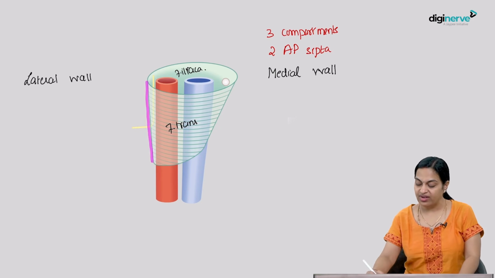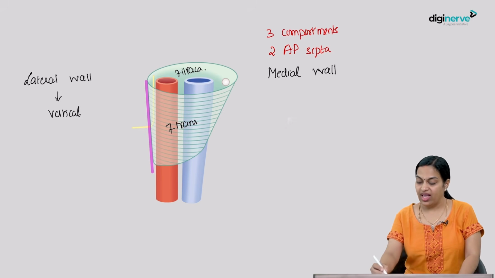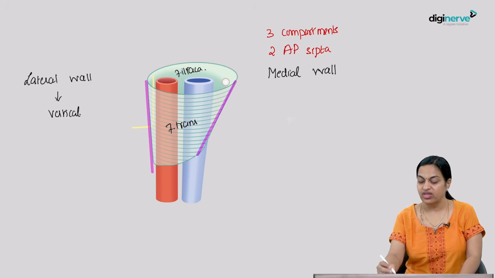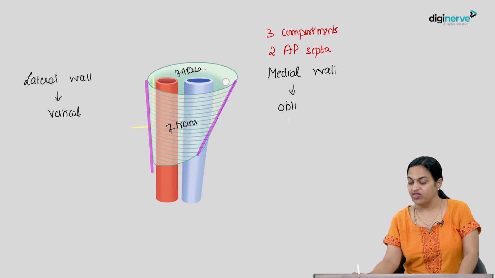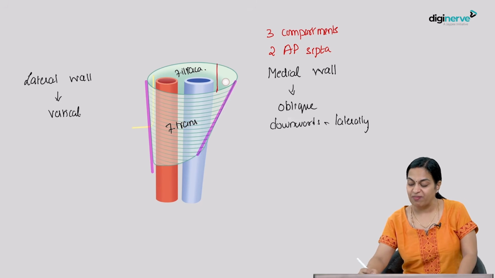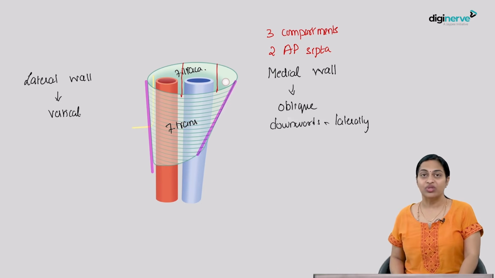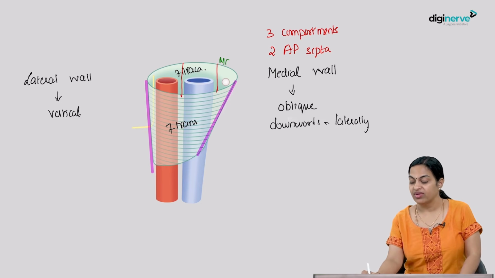Similarly, you can see there is a lateral wall. This lateral wall is more vertical. And a medial wall. The medial wall of this femoral sheath is more oblique. It is pointed downwards and laterally. And then there are two anteroposterior septa extending between the anterior wall and posterior wall, dividing it into three compartments from medial to lateral. We have a medial compartment, an intermediate compartment, and a lateral compartment.